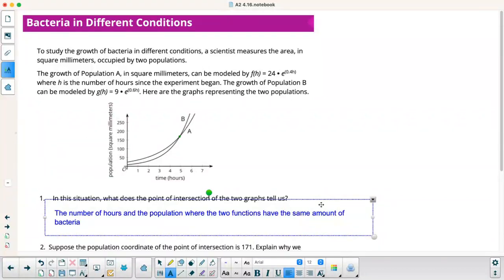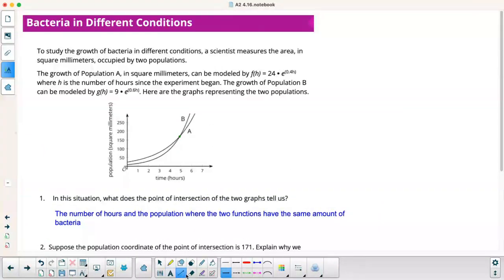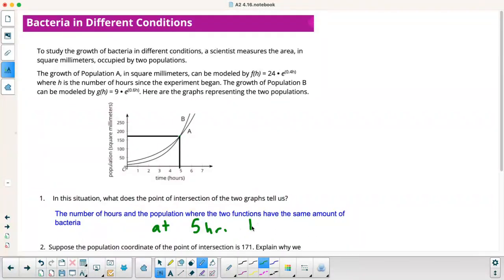Okay, so the number of hours and the population where the two functions have the same amount of bacteria. If I take a look at that, it looks like it's roughly about 5 hours, and they're going to be about 170. So I would say at 5 hours, both populations will have 170. I think it's millimeters squared.